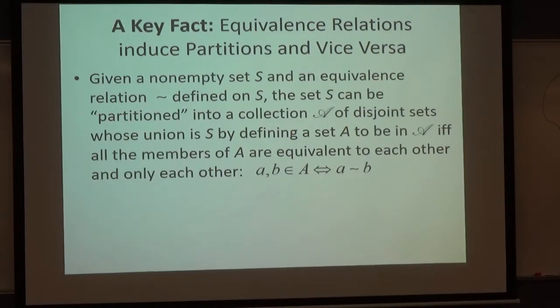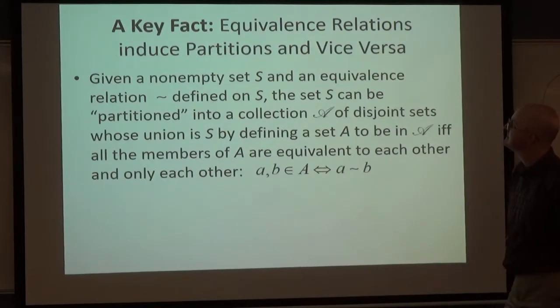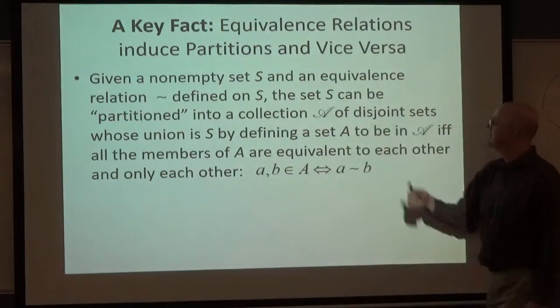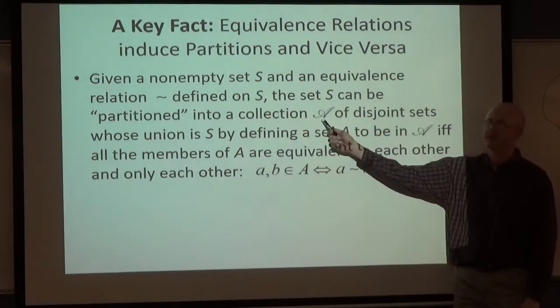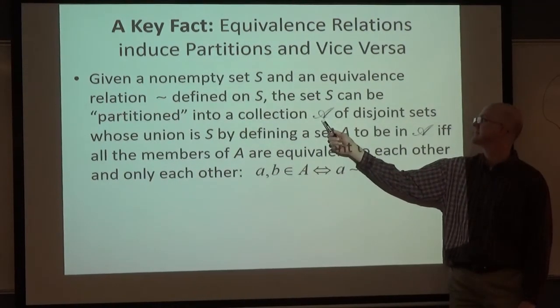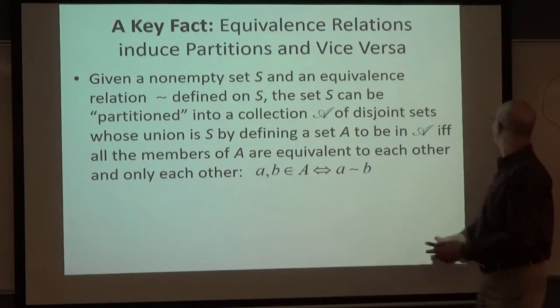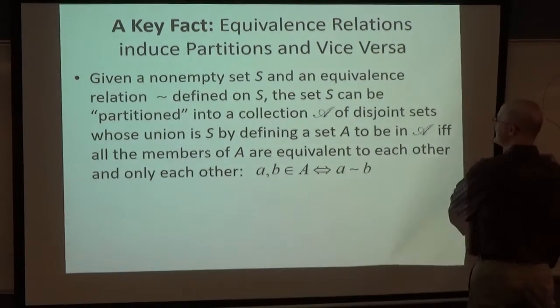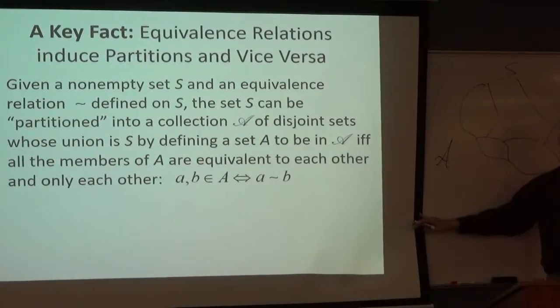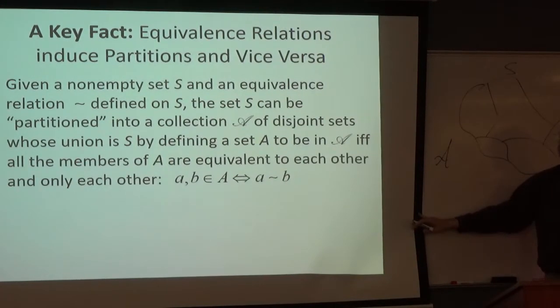Given a non-empty set S and an equivalence relation, tilde, defined on S, the set S can be partitioned into a collection. I'm using a really fancy looking A there for my collection. The book doesn't bother with fancy looking A's like this, but I think it's so pretty I couldn't resist. Probably by hand I'll be a little less fancy and write it like that. A is a collection of disjoint sets whose union is S.